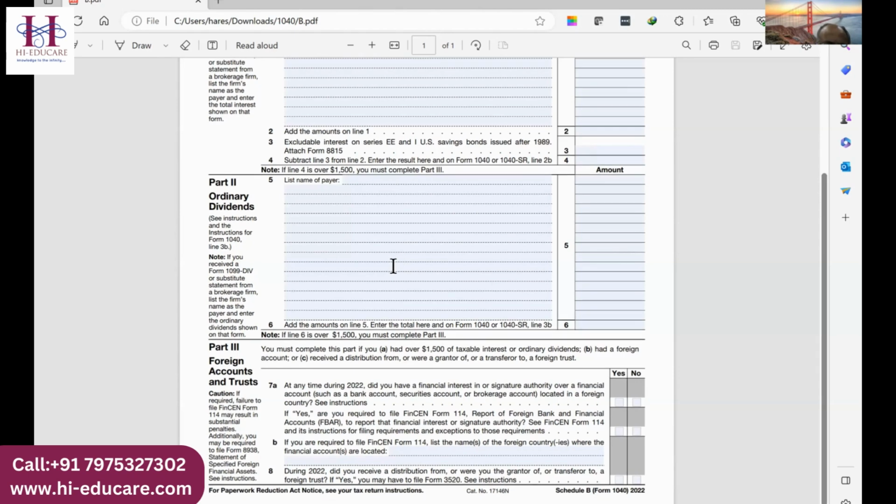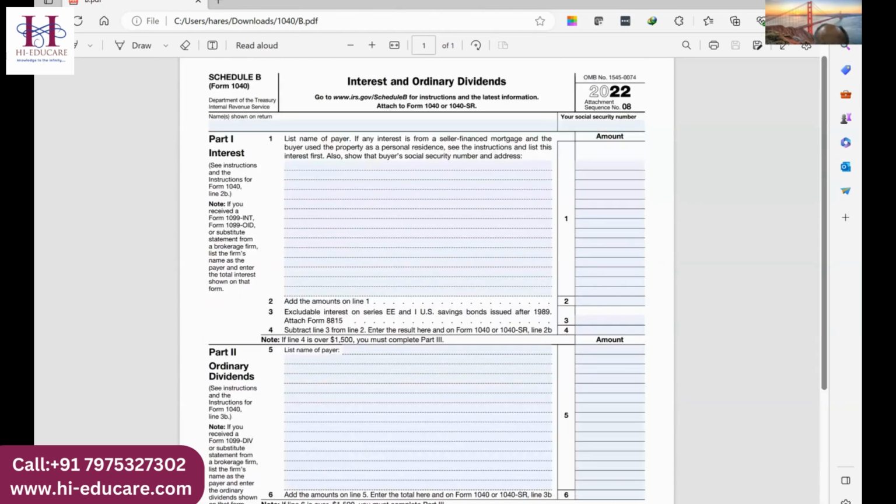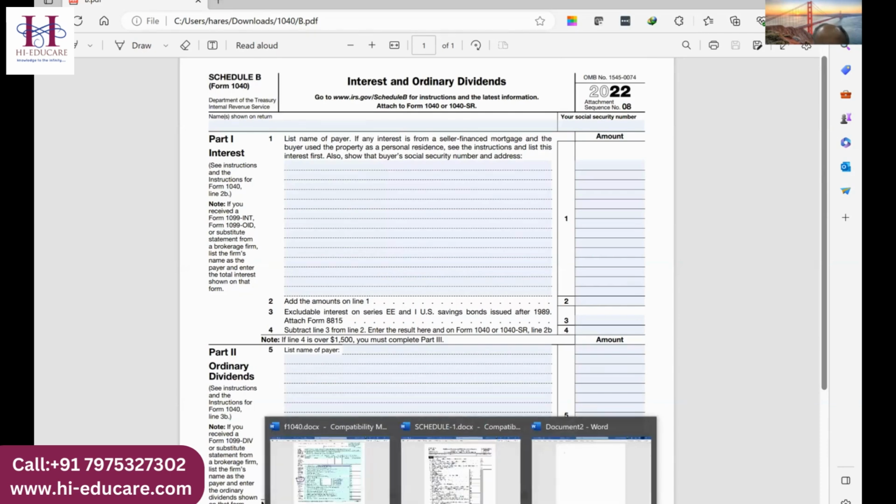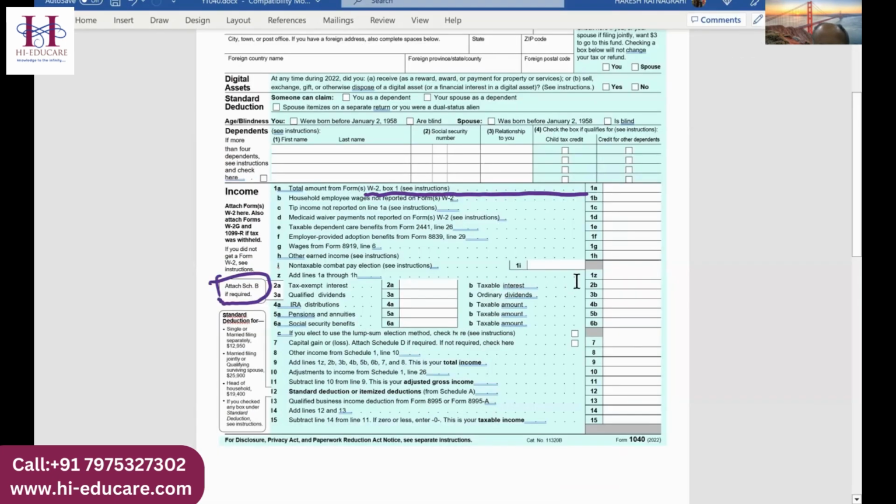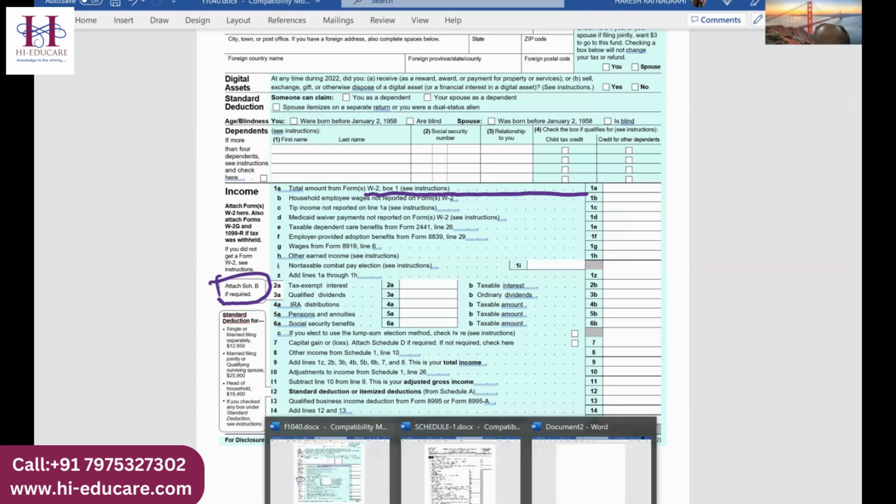This is basically flowing to the 1040 form. You can see that, right? So attach Schedule B if required. If it is a small amount, less than $1,500, you can directly enter it. If it is more than $1,500, obviously Schedule B is prepared and you can fill it up, right? Then we have Schedule D. Now you may ask the question, where is Schedule C? Schedule C is basically flowing from Schedule 1.